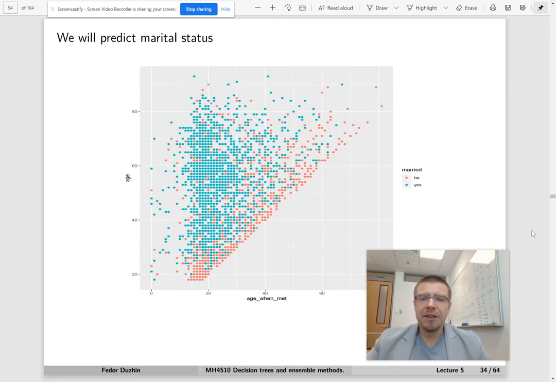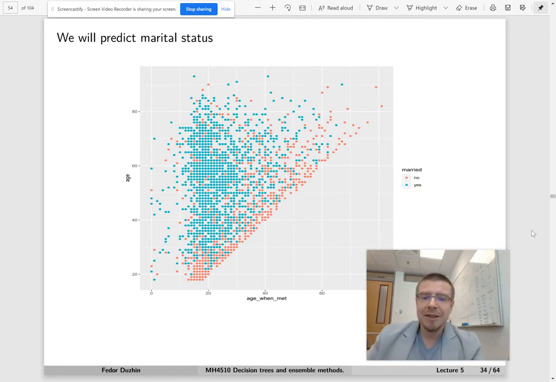So we are going to predict marital status of this couple. Given all the observations on one couple, so basically this is the list of answers to survey questions. And we are going to predict whether they are married or they are not married. I know that it's not very exciting to predict whether they are married or not married.